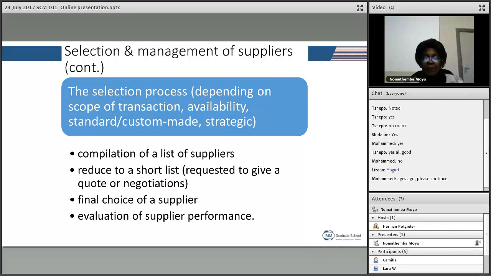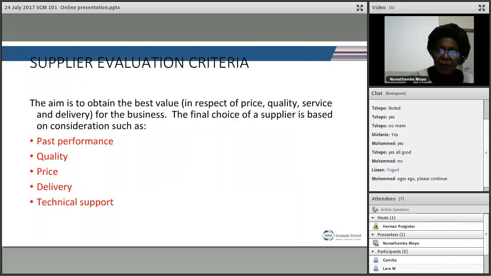The selection process depends on the scope of the transaction, availability, and standard or custom-made strategic items. You first compile a list of suppliers. Who are the suppliers that you know? After getting the list, you reduce it to a short list, that is, those you request to give a quote or negotiate with. You look at which ones you can have. Then you make a final choice of your supplier. Then you evaluate supplier performance. Once you have made a final choice of your supplier, you evaluate their performance.